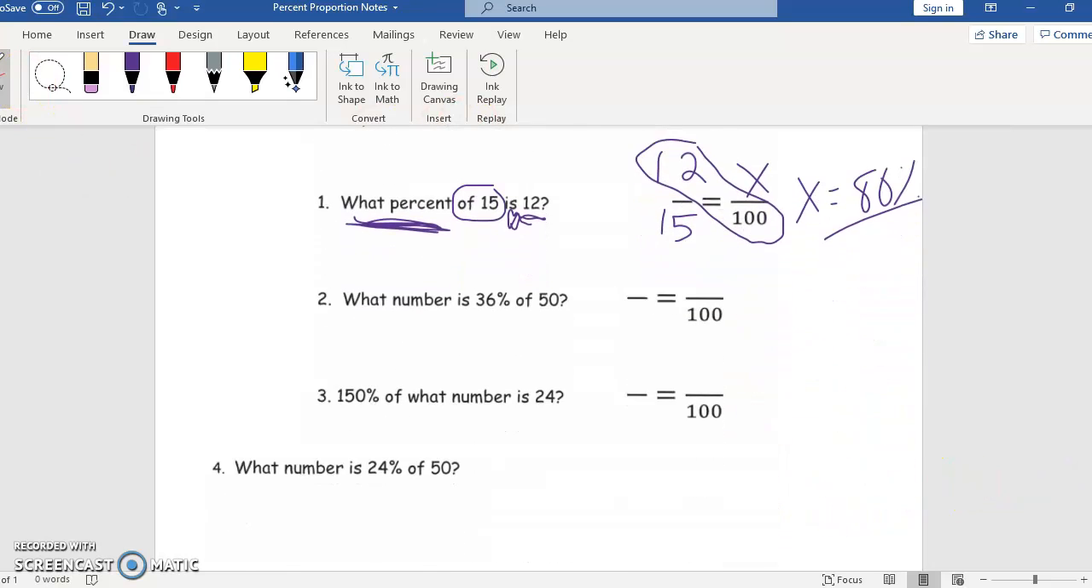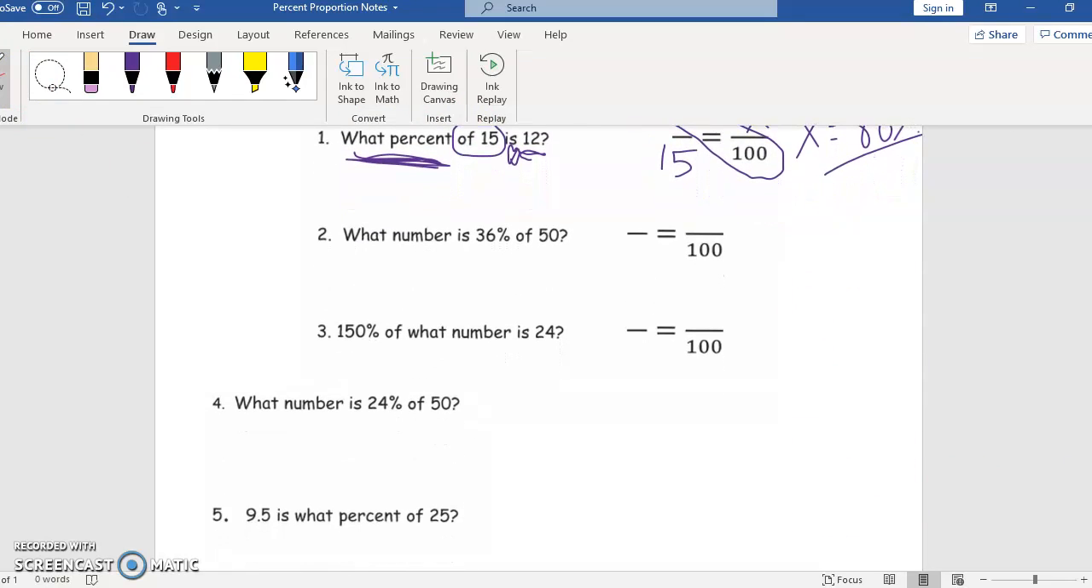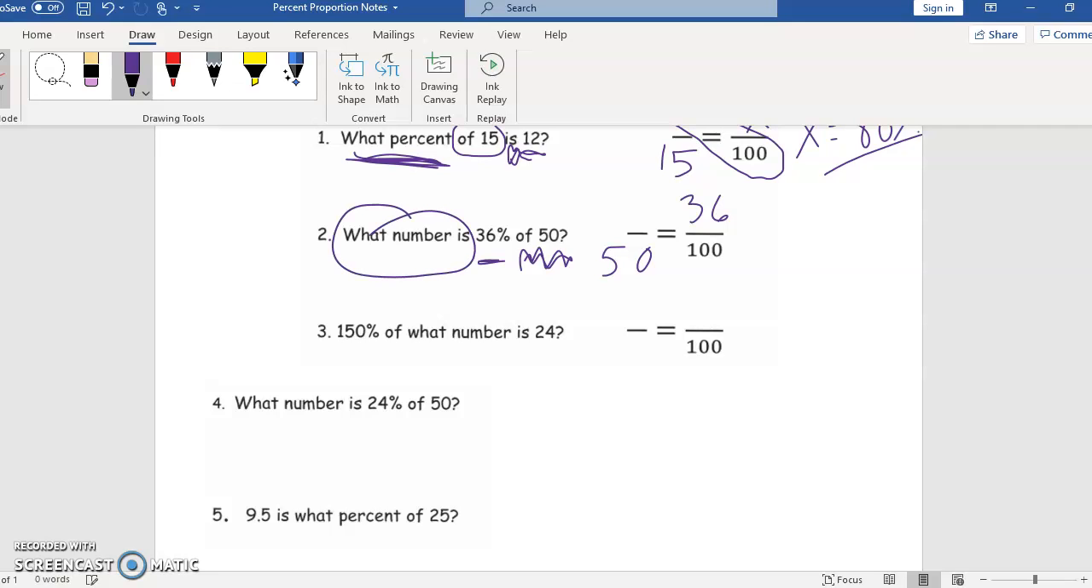All right, let's go ahead and go down to example 2. Example 2 says, what number is 36%? So 36% should be a clue here. Whenever I see a number with a percent sign, I'm going to put that over 100. And then of 50. "Of" is my keyword for the whole. So 50 is going to go on the bottom. And then what number is? We don't know what number is. So we're going to put an X for the part.